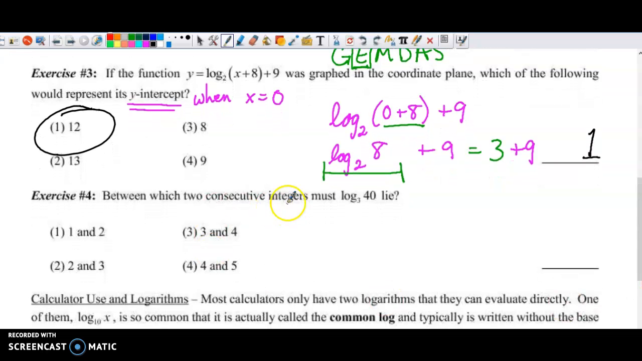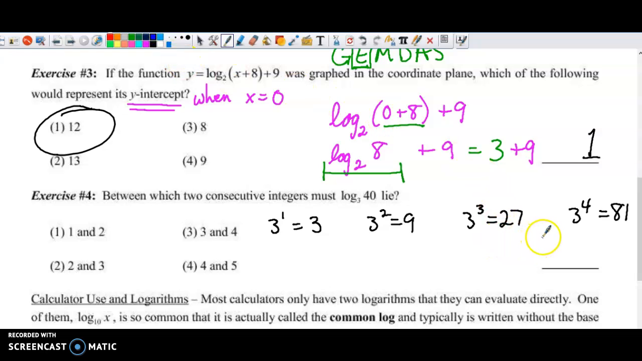So another reason why I like this is that you can think critically about this, is you can go through all the answers. Now, you're welcome to use a calculator, but just think about it for a second. If you did 3 to the 1st power, that's 3. 3 squared, that's 9. 3 cubed is 27. If you did 3 to the 4th power, is 81. Now, why am I stopping there? Well, think about it. This number, 40, is sandwiched in between 27 and 81. So what does that mean for our answer is it's got to be squeezed between 3 and 4.